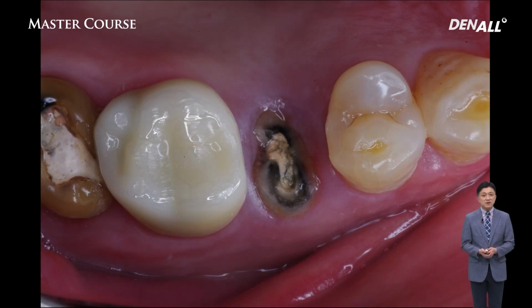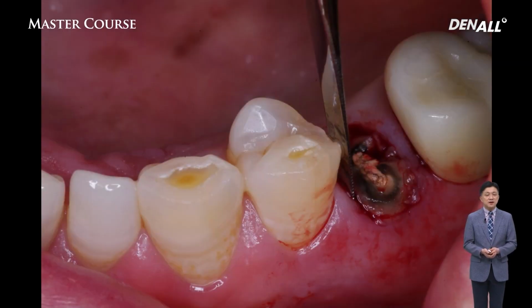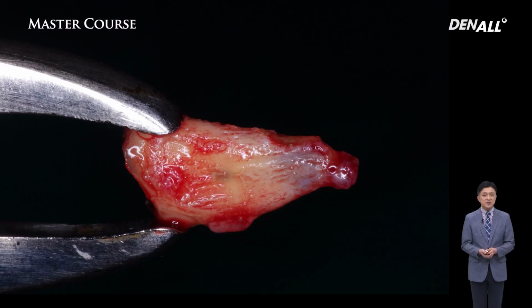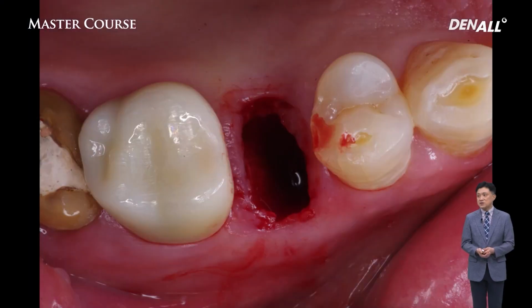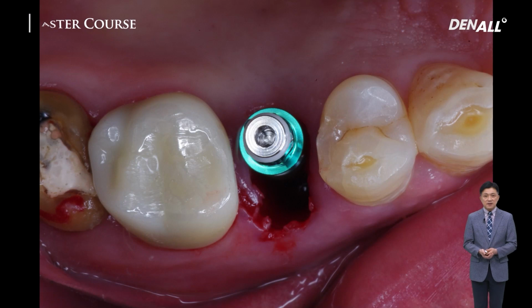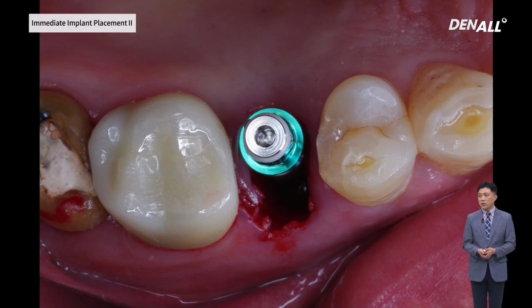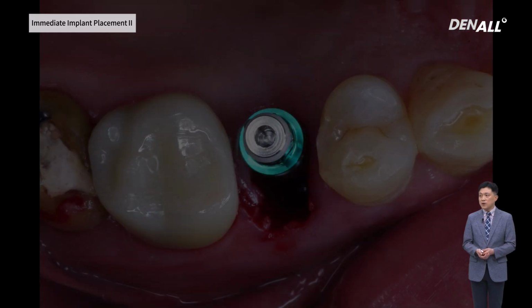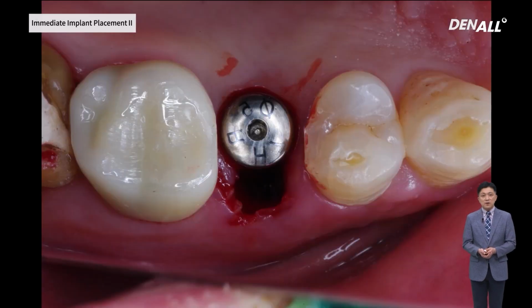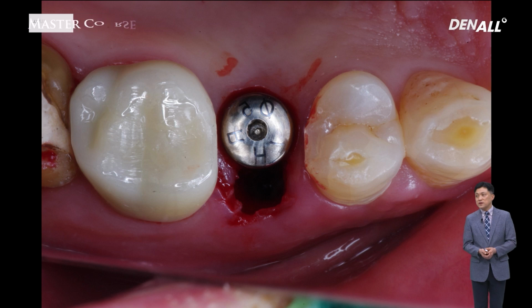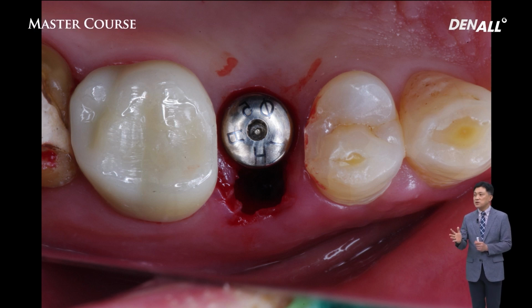This is how it was fractured. Periotome was used to do atraumatic extraction. This is extraction socket after extraction. Implant has been placed palatally as much as possible. In this case, vertical position was chosen. However, there was an issue.